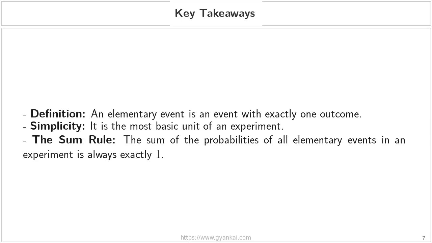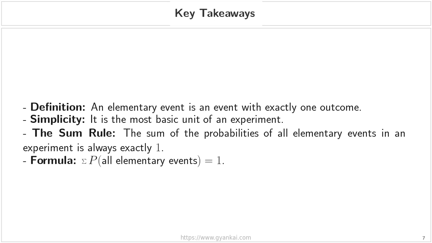Third, we must remember the sum rule, which is a critical property we discussed earlier. The sum of the probabilities of every single elementary event within a given experiment will always, without exception, equal exactly 1. Finally, to put this into a mathematical notation that you can use in your calculations, we express this as the summation of the probability of all elementary events equals 1.